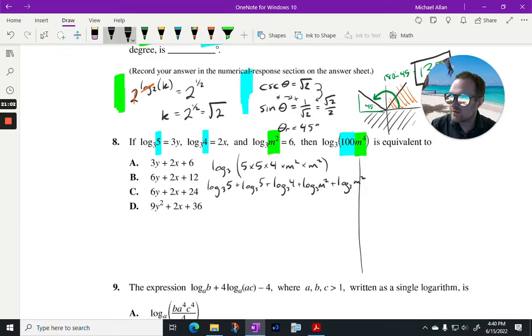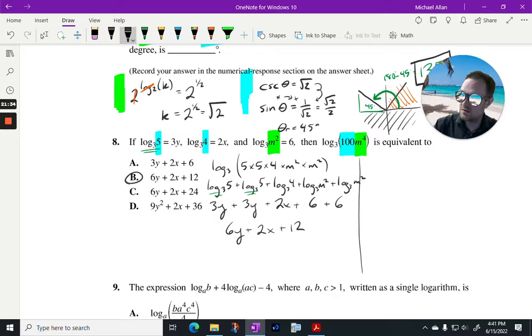Wherever I see a log base 3 of 5, or log base 5 of 3, I can replace those with 3y. So I'll go 3y plus 3y. Wherever I see a log base 3 of 4, I see a 2x. And wherever I see log m squared, I put a 6 there. So we get 6y plus 2x plus 12, and you can see that's going to be that one.